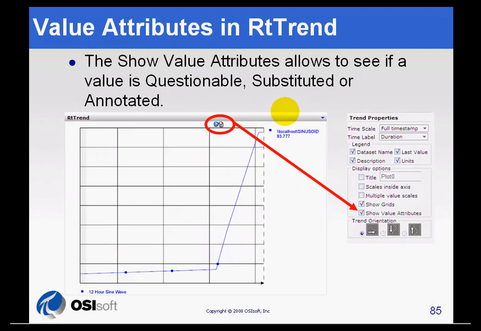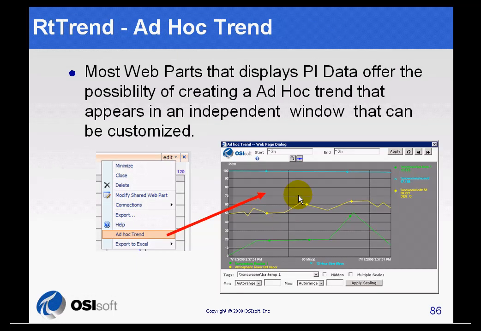We also support some of the other things we support in ProcessBook, like being able to see values that are flagged as questionable or substituted or annotated. That's something that will show up on the RtTrend, and then from there you can take a look at what the annotation is or what that particular attribute signifies.